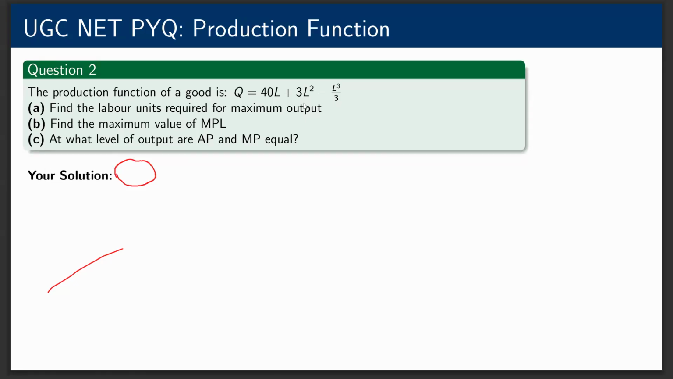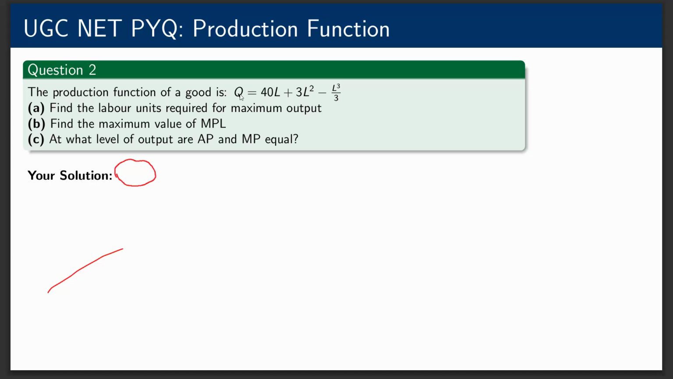Now, UGC NET PYQ, production function. Given the production function, find the labor units required for maximum output. That means the question is asking at what value of labor, L, my output is maximized. This is the TP function, Q equal to 40L plus 3L square minus L cube by 3. Put its first order derivative equal to 0 and solve for L.